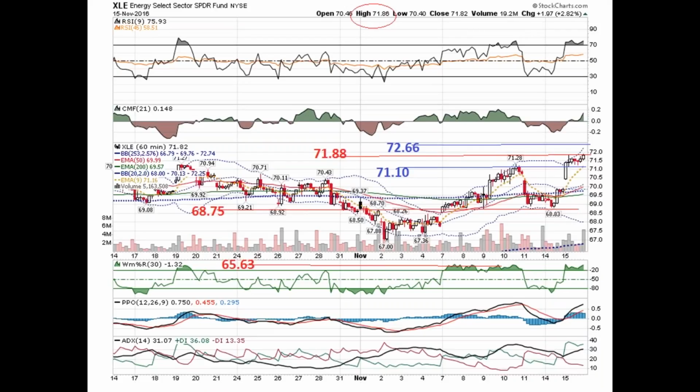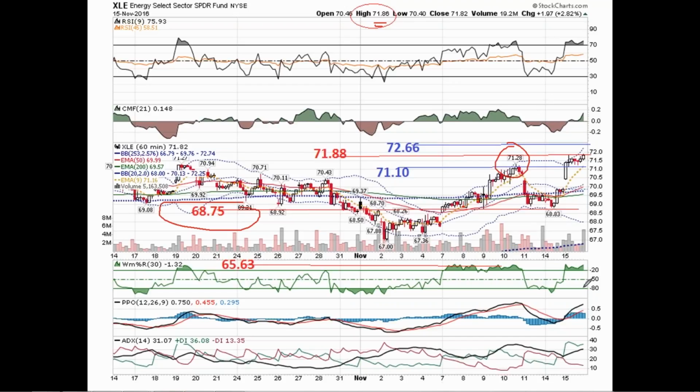And here's the XLE. All right, the XLE finally hit the 71.88 level. Next level up is 72.66. So take a look at something here. Took a while, but it finally hit it because you can see we peaked here, 60 cents underneath it, came back down, retested 68.75, and from there it ran up and did hit the 71.88. So within 2 cents, and I believe today we're above the 71.88.